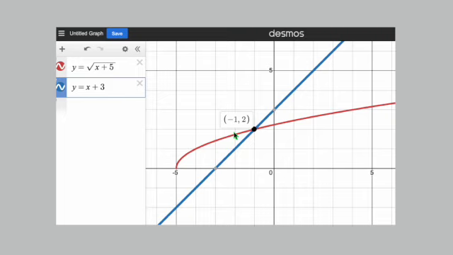So I hope you learned a lot from this video about how to solve equations algebraically. There is going to be a part 2 about how to solve them graphically, so make sure you see that video as well. Thanks for watching.